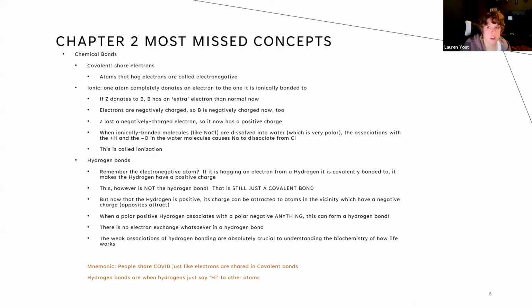Chapter 2, I think this is the only one we have for chapter 2. This is the chemical bonds. Covalent, we are sharing. Ionic, we have donation. And then hydrogen bonds are attractions.